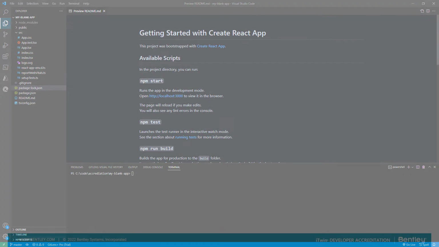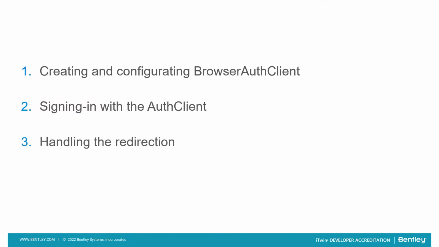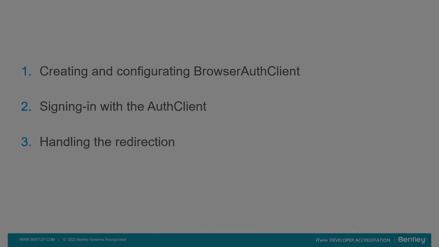And I'm going to copy over some of the key functionality in the iTwin Viewer template to this blank Create React App. So there are three key pieces of code in the iTwin Viewer that we're going to need to replicate in our code. The first is creating and configuring a browser auth client. Then we're going to use that auth client to sign in. And finally, we're going to have to handle the redirection. So in the OAuth protocol, after a user authorizes an application, the authorization server will redirect the user back to our application, where we're going to need to handle that redirection gracefully.